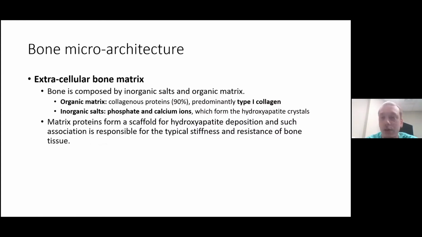Last, we have the extracellular bone matrix, which is mainly composed of inorganic salts and a combination of organic matrix. Type 1 collagen is the predominant protein in the organic matrix, and the phosphate ions and calcium ions form the hydroxyapatite crystal. The matrix proteins, which is mainly type 1 collagen, form a scaffold for the hydroxyapatite deposition, which gives the typical stiffness and resistance of bone tissue.